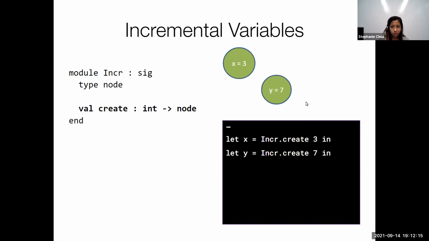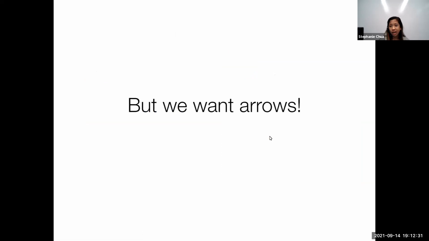We can also do the same for y. So I want to create another node y. This time I want to give it the value 7. I just call incr create 7, and that returns me a node y. And we want arrows, right?